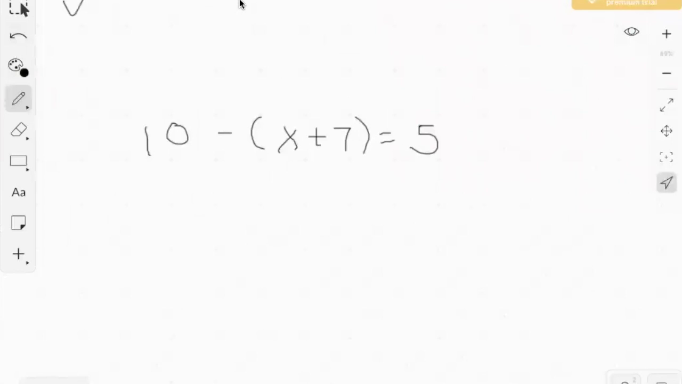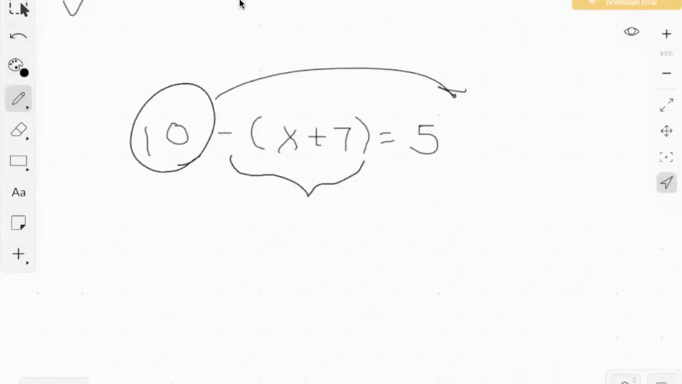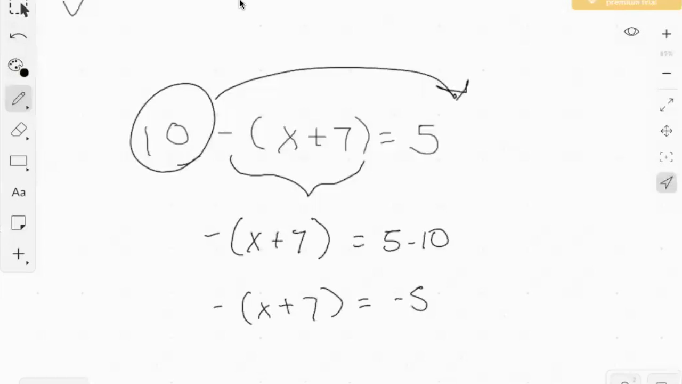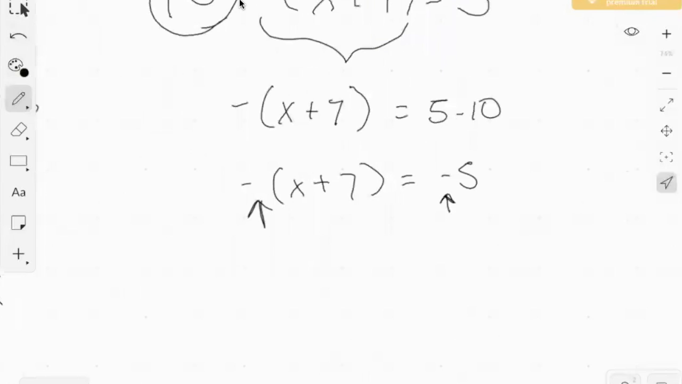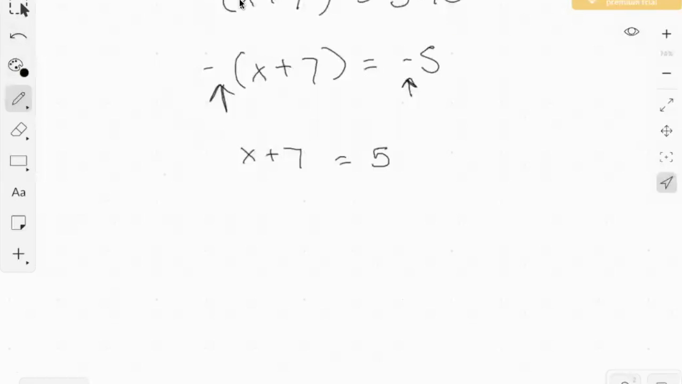And then, second question, 10 minus, in brackets, x plus 7 equals 5. So from here, we want our variables on one side and then our whole numbers on the other side. So we get negative x plus 7, and then we're subtracting 10 from both sides. So 5 minus 10. We get negative x plus 7 equals negative 5. And if you notice, we have a negative on both sides. You don't have to do this, but it makes things easier for you. So we could multiply by another negative 1. We'll get x plus 7 equals 5, because negative times negative is a positive. And subtracting 7 from both sides, we get x equals negative 2. And that's it.